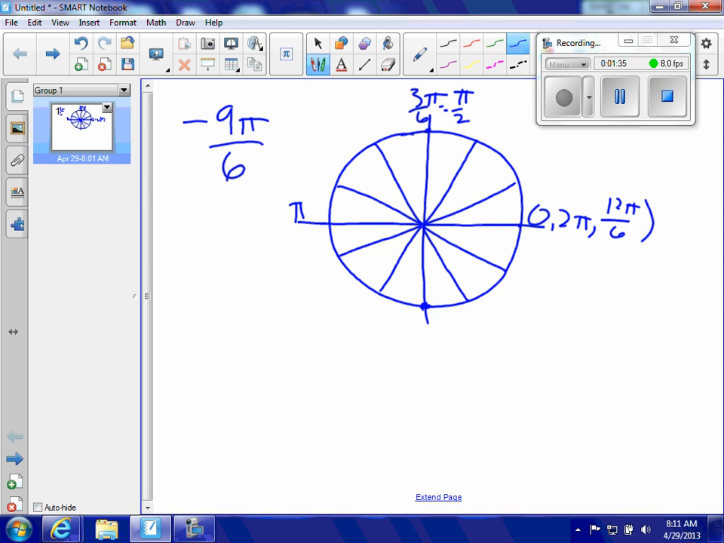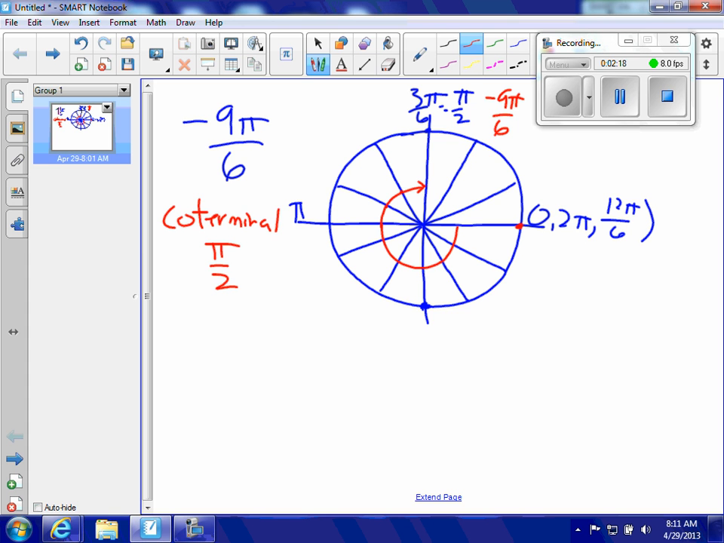So negative means I'm going to start at my initial side and go negative 9 pi over 6. I know that to go to here is 6 pi over 6, right? I'm going 1 pi negative. So I need to go 7, 8, 9 pi over 6. There we go. This is also equal to negative 9 pi over 6. So negative 9 pi over 6 is coterminal with pi over 2.